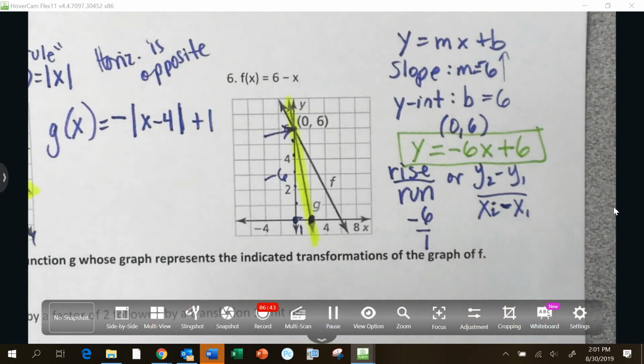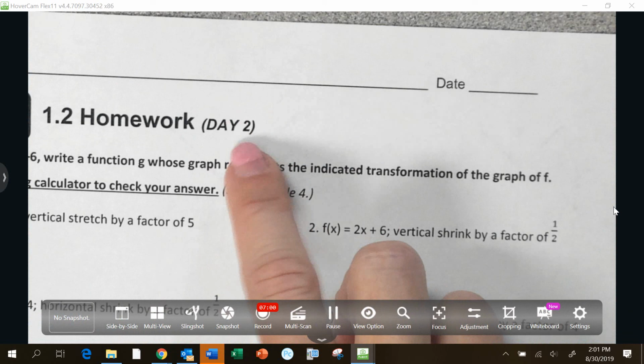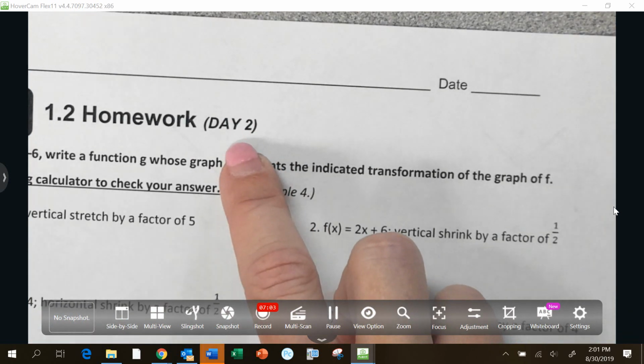So I just did that using slope and y-intercept. I would not try to do lines with transformations because we already know an easy way to do lines. Okay? So you're going to be turning in day 1 and day 2. You have both to turn in today. So go ahead and get those turned in.